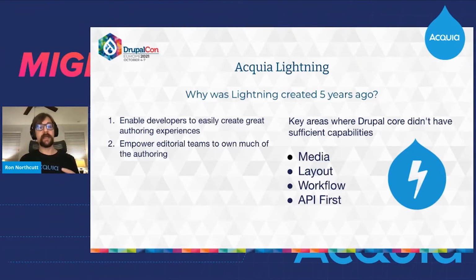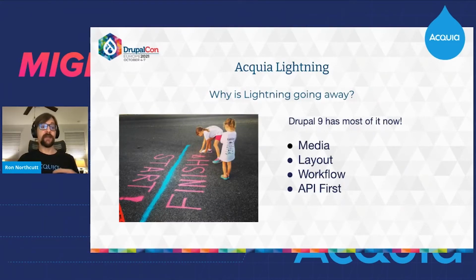So Lightning was created to provide a kickstart for new Drupal projects to help them get going and to codify some of these foundational CMS features that we knew most projects would need. The entire goal of Acquia Lightning was to help improve Drupal and to contribute as much of this back into the community and into core as possible.